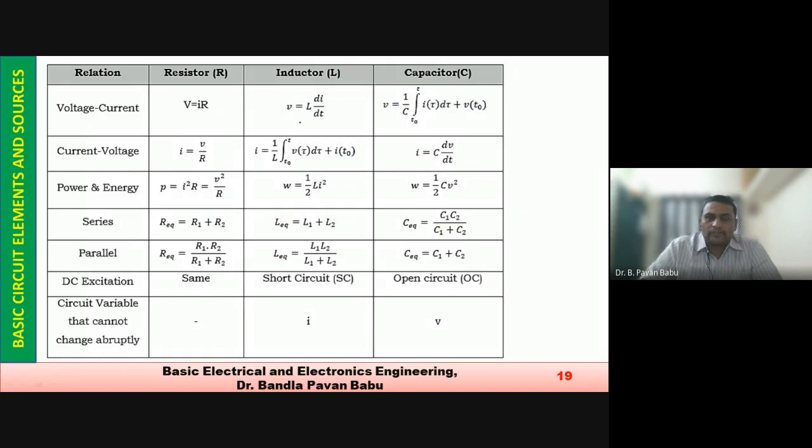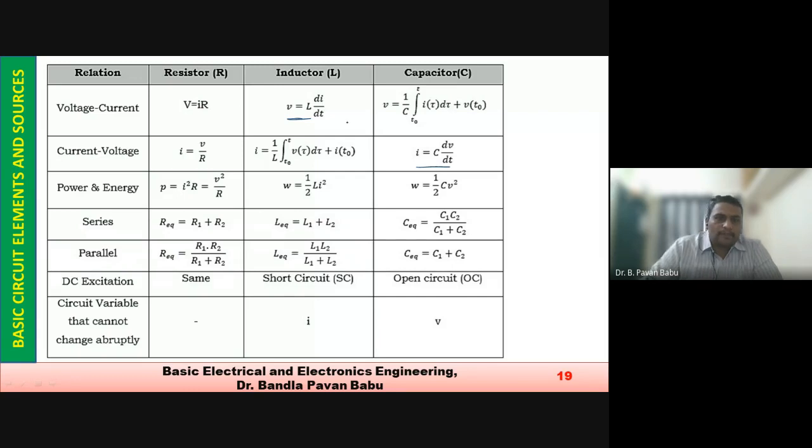If you see here, the voltage across an inductor is L into di by dt, and the current through a capacitor is I equal to C into dV by dt. From this you can easily remember the relations of voltage and current in an inductor and capacitor.